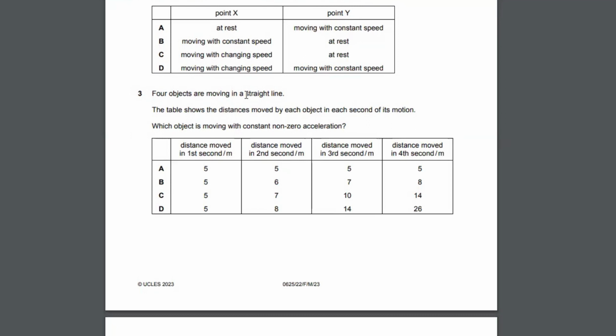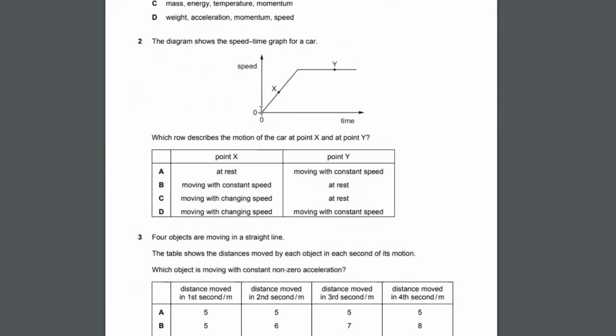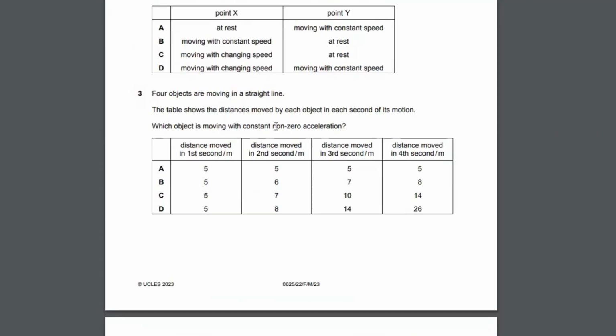Next is, 4 objects are moving in a straight line. The table shows the distance moved by each object in each second of its motion. Which object is moving with constant non-zero acceleration? So constant meaning the increment should be a straight line. It should be linear or uniform, and it has to be non-zero. That means it can't be zero. It can be positive or negative, but it can't be zero.